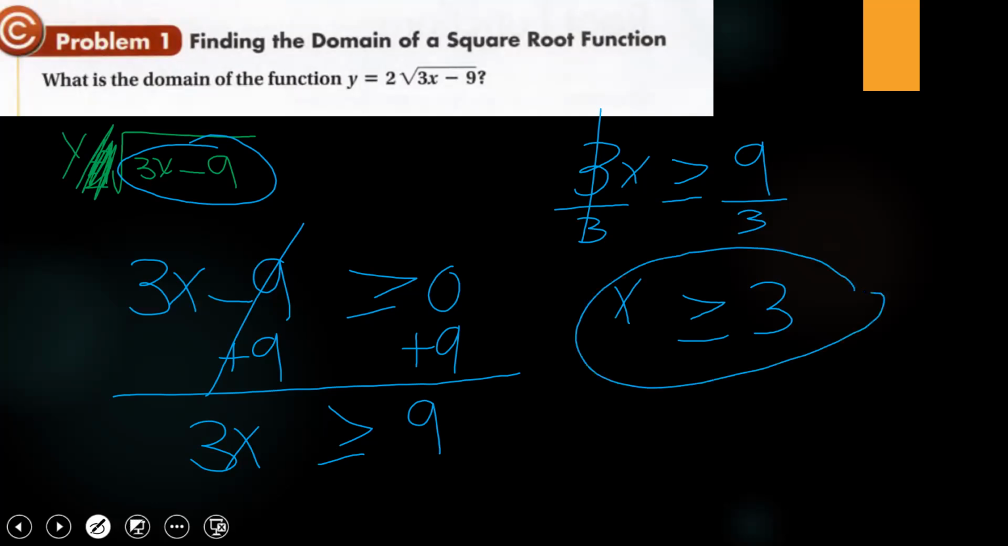So x greater than or equal to 3, that means the domain of this function will be all the real numbers that are greater than or equal to 3. Is it clear? Yes, teacher. Let's solve another example now.